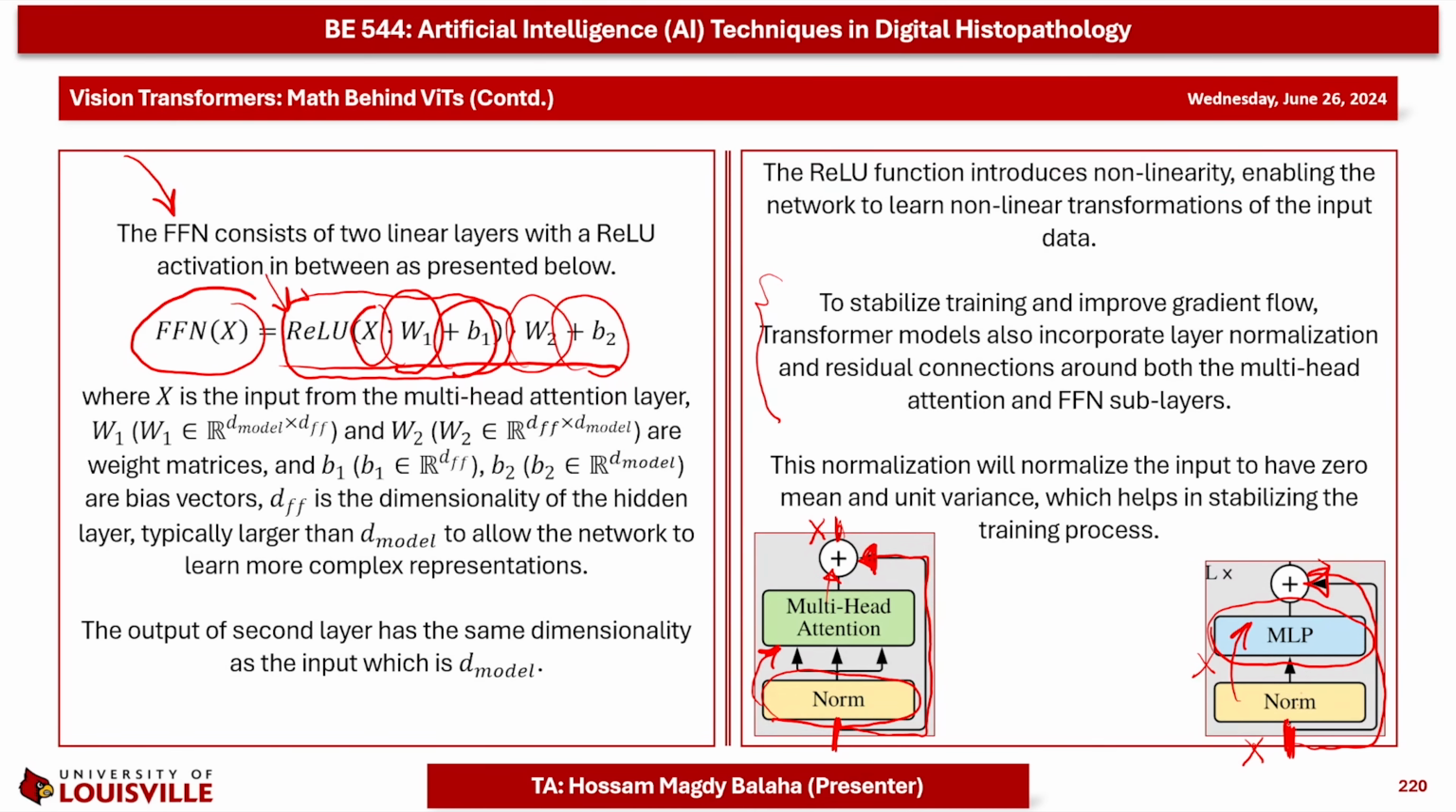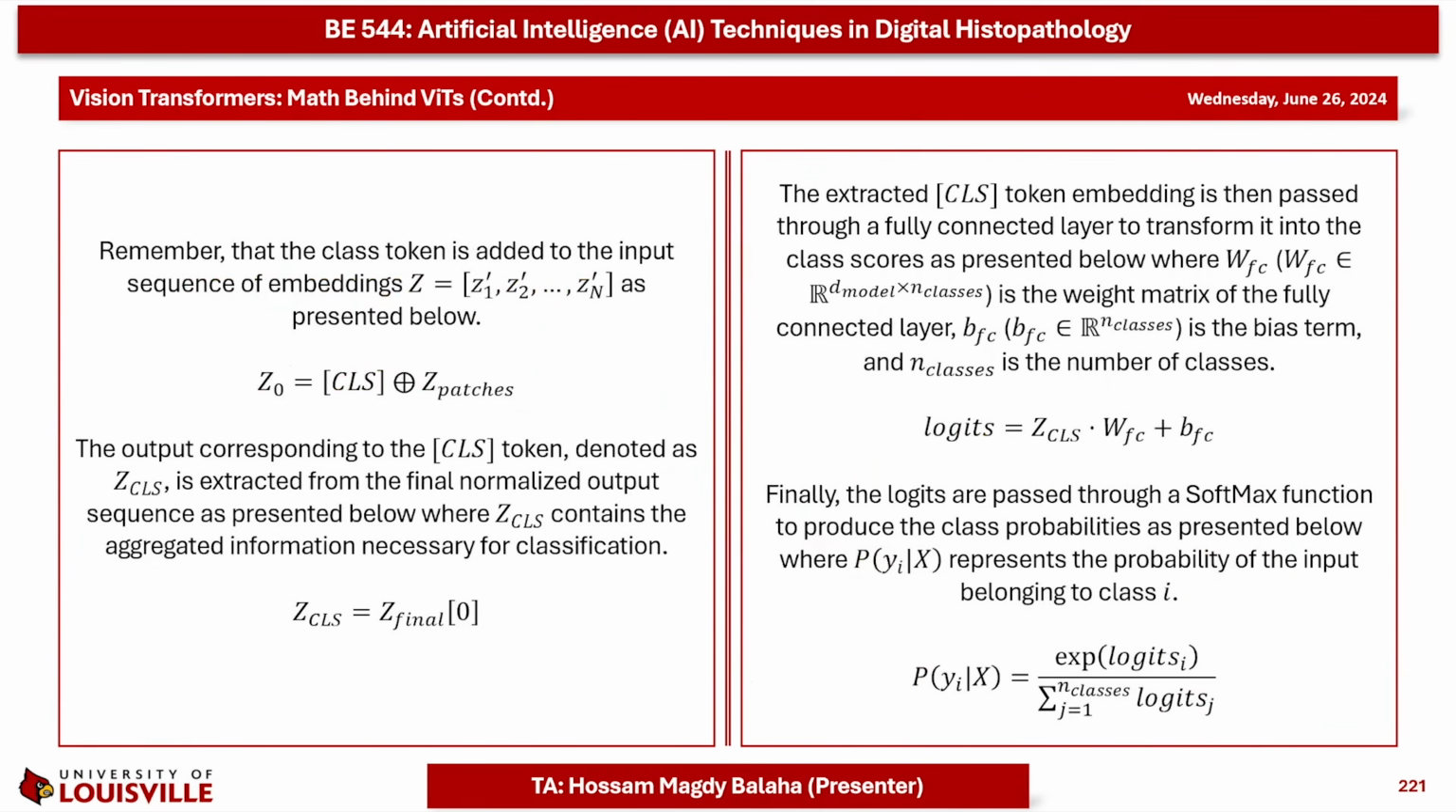Again, the normalization and the residual connection here will stabilize training and improve the gradient flow. The normalization layers here and here will normalize the input to have a zero mean and a unit variance, which also helps to stabilize the training process. After that, this will be the output of the encoder. The output of the encoder is applied to another encoder, to a third encoder, and so on until it reaches the classification head and then the output.